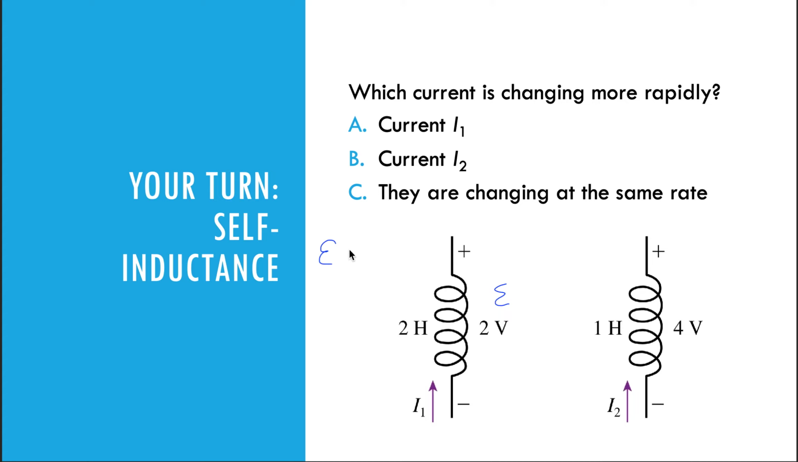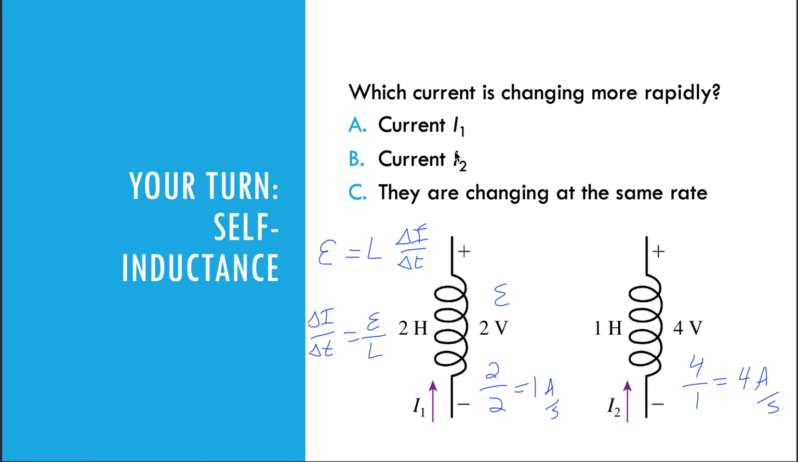Using the same equation from the previous problem, EMF equals L times delta I over delta T, and we're looking for the change in I per T. So delta I per delta T is going to be EMF over L. All we have to do for this one is do the 2 over 2 for this one and the 4 over 1 for the inductor on the right, and we can see that for the inductor on the right, the current is changing more rapidly. It would be changing at 4 amps per second versus 1 amp per second.